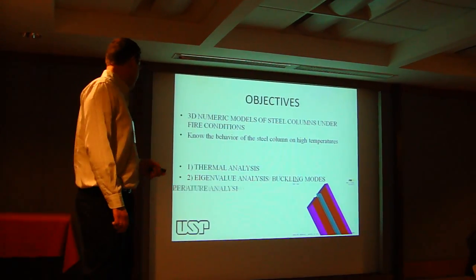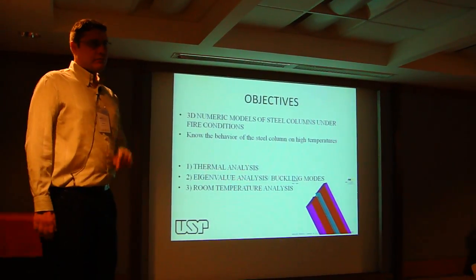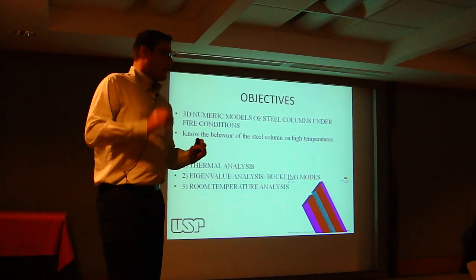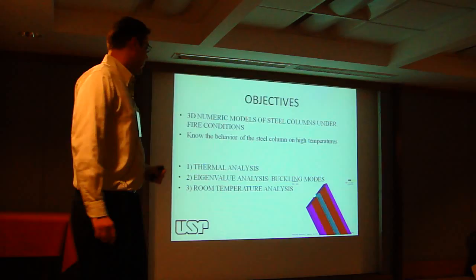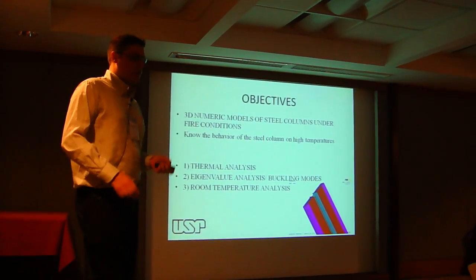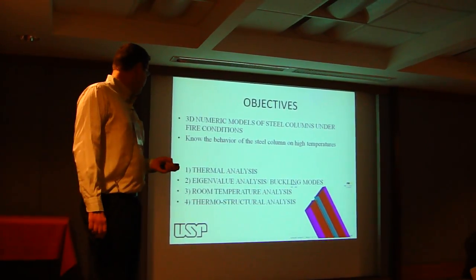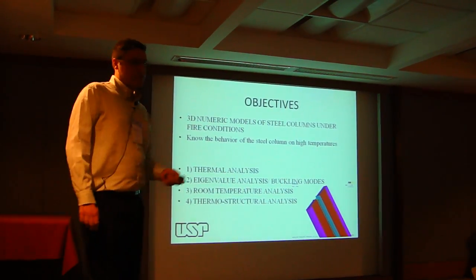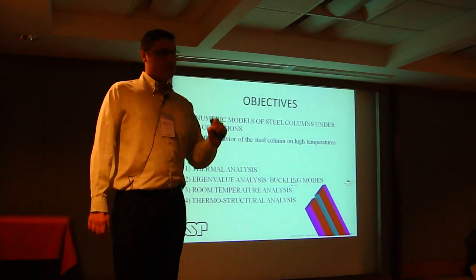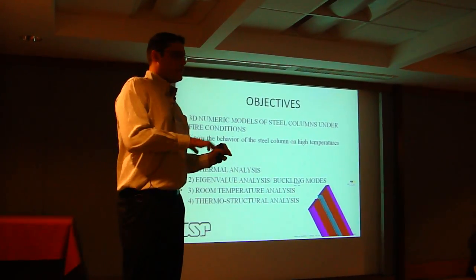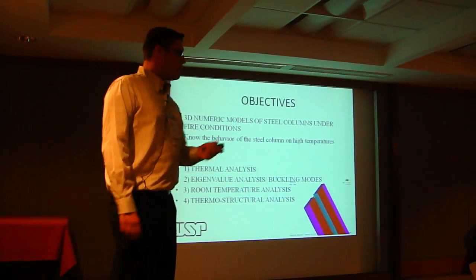The third step is a room temperature analysis, like a displacement controlled experiment, to find the maximum load, the buckling load, and the fourth step is a thermostructural analysis. A constant load will be applied, a ratio of the buckling load found in the last step.